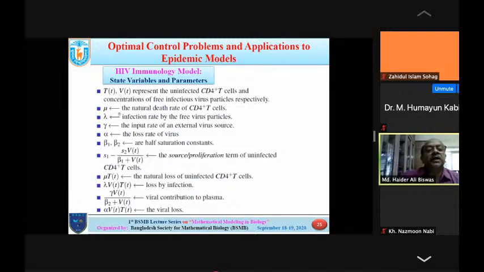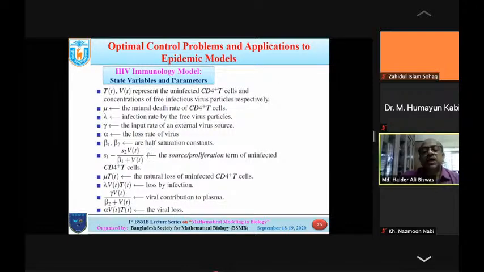And all other things here: the natural death of the CD4 cell. Because you know, cells usually are naturally destroyed, but new cells grow again. So this is the natural phenomenon inside the body. And lambda is the infection rate of the free virus particle. And gamma is also the input rate of the external virus. Alpha is the loss of virus. So these are the parameters we use. And S1 and S2 are the source terms: S1 for the CD4 cell and S2 for the virus source.